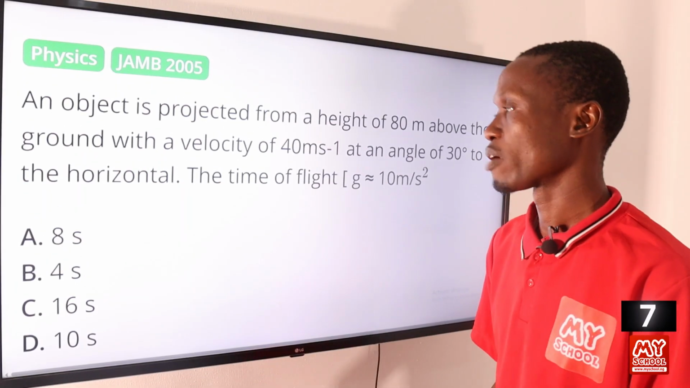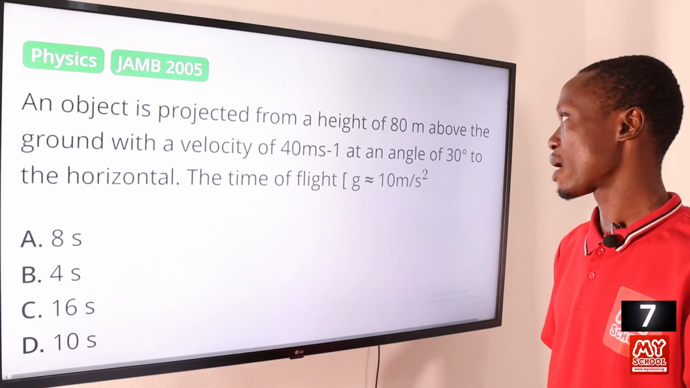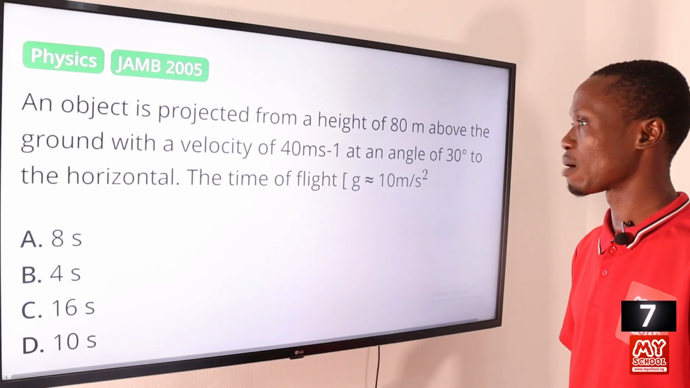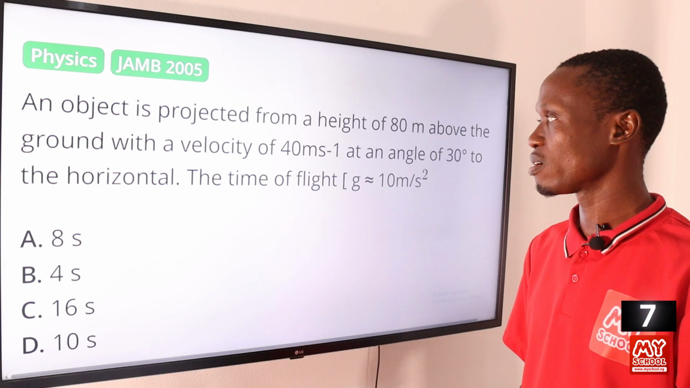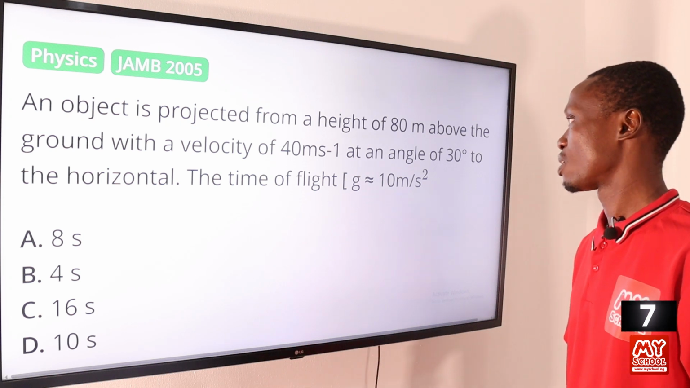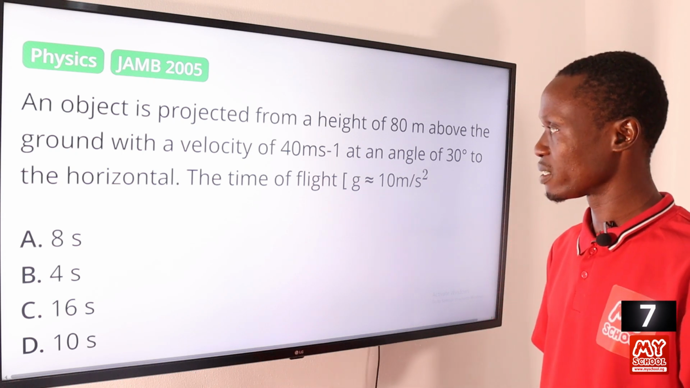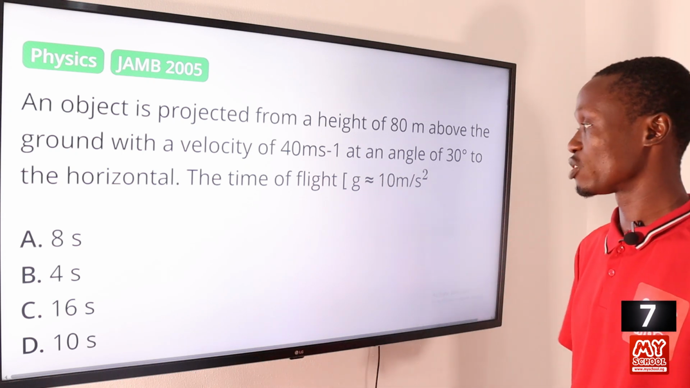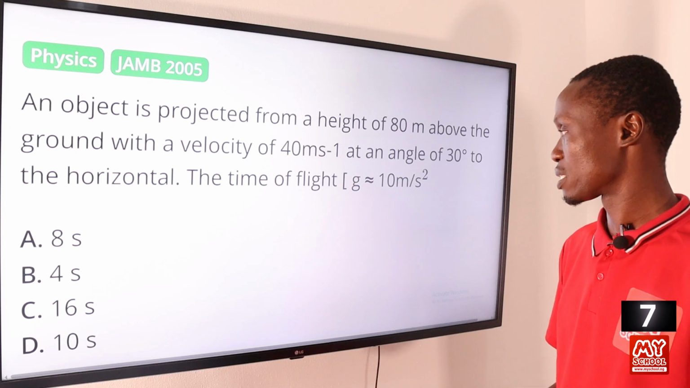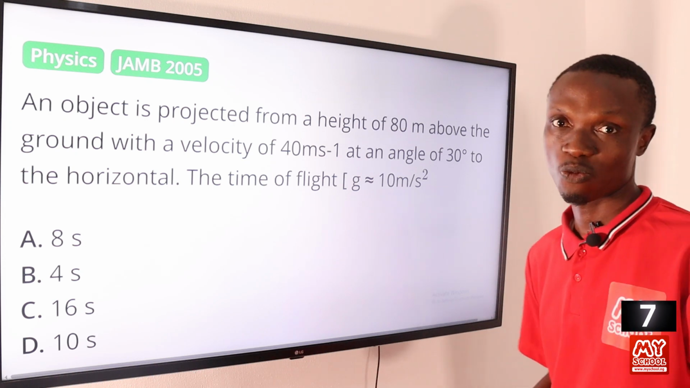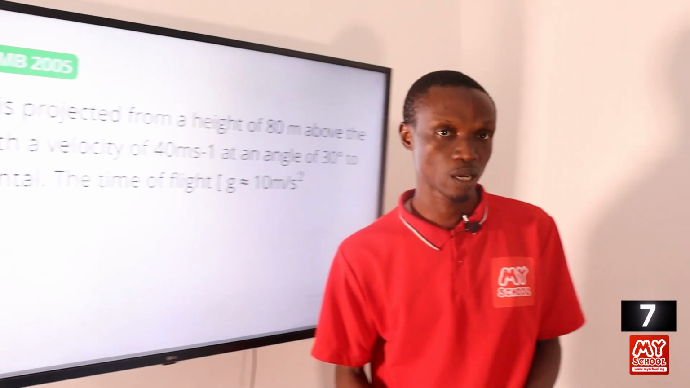Question 7. An object is projected from a height of 80 meters above the ground with a velocity of 40 meters per second at an angle of 30 degrees to the horizontal. The time of flight, okay, so we are asked to take g to be equal to 10 meters per second squared. So let's move over to the board to provide the answer to this question.